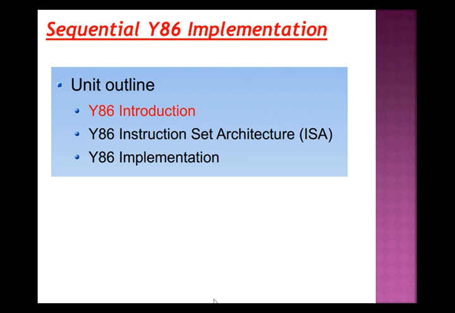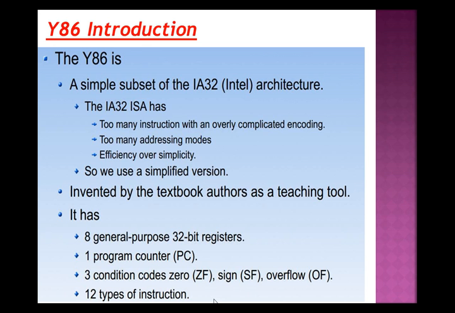In today's class, we have continued with processor architecture, that is chapter number 4. Our main topic is sequential Y86 implementation, that is how a computer implements Y86 sequentially. There are three parts of Y86: first, introduction to Y86, then what the Y86 ISA, instruction set architecture, is, then Y86 implementation, that is how to implement Y86.